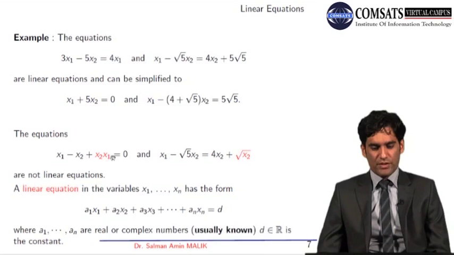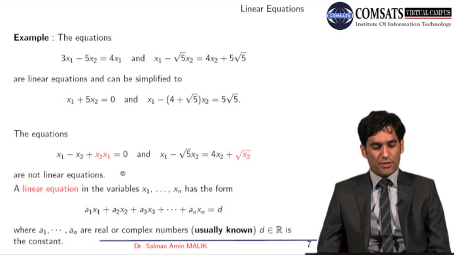But this third term, which is in red, is obtained by the multiplication of two variables. So this is the nonlinear term, and we say this equation is not linear. Similarly, for the second equation, the first, second, and third terms are linear because the variables have power 1, and this term, which is square root of x2, has power of variable x2 as 1 by 2, which is not 1.